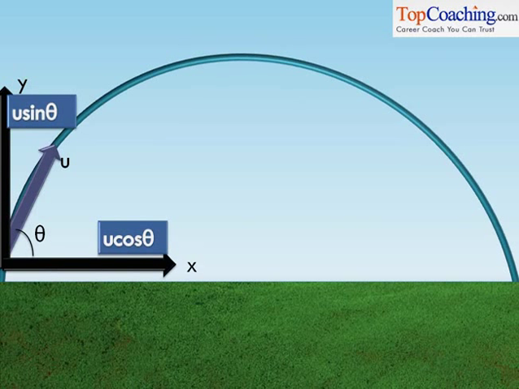So we resolve the velocity along the x and y-axis and then we apply the equations of motion. v equal to u plus at, v square is u square plus 2as, s is ut plus half at square, in the vertical direction and in the horizontal direction separately. Understood? So basically we resolve the velocity along the x-axis and along the y-axis and then we apply the equations of motion along the x-axis separately and along the y-axis separately.